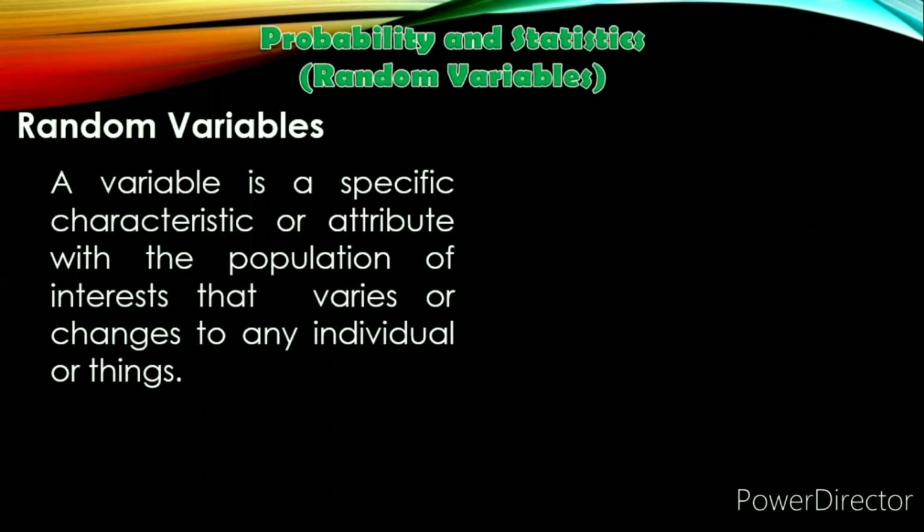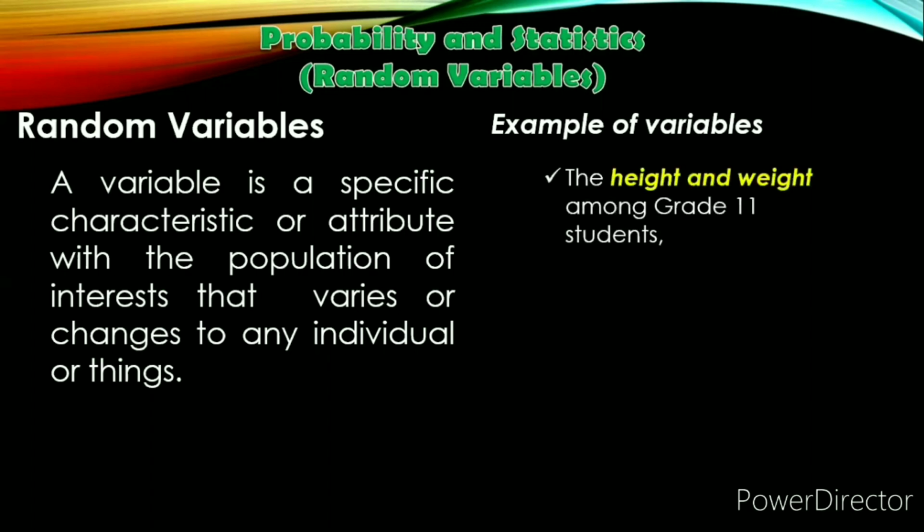So for further discussion about these random variables, we have here examples of variables. For instance, we have the height and weight among grade 11 students. As you can observe in this sentence, the height and weight are now the example of the variables. It's because it defines the characteristics or attribute within the population of grade 11 students, their height and weight.